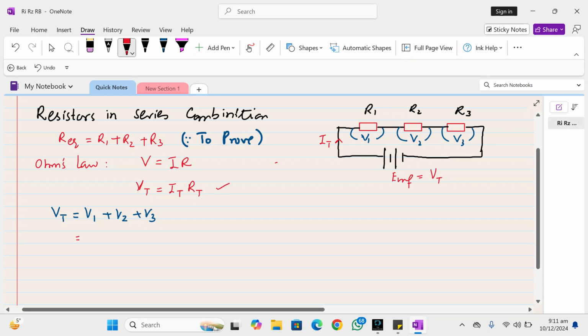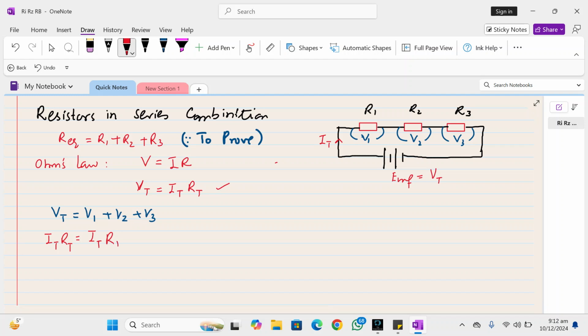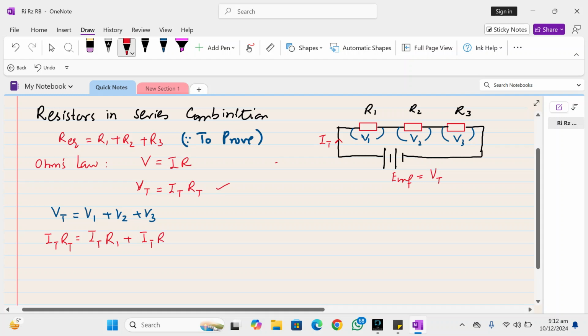So according to the formula that we used here, can I say I total is the I equivalent as well. So I total times R total is equal to I total times R1, because this is the current which is passing through each and every resistor irrespective of whatever the value of the resistor is. So I total times R1, I total times R2 plus I total times R3. I can take I total as common through each equation.